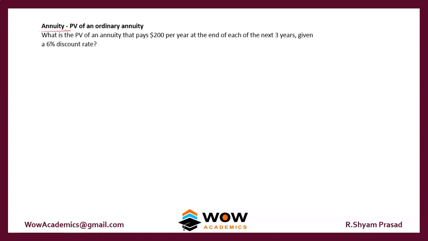It's called annuity, present value of ordinary annuity. What is the PV of an annuity that pays 200 per year at the end of each year for the next 3 years, given a 6% discount factor? So assume that someone pays you 200 rupees at the end of each year for the next 3 years and the discount factor is 6%.